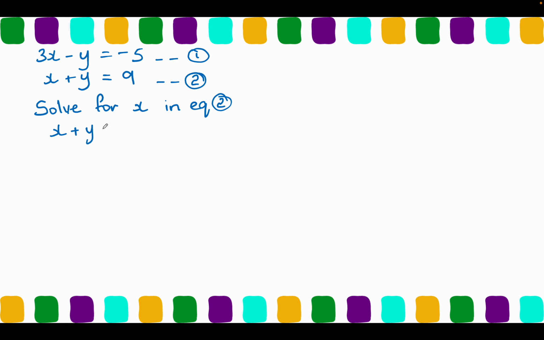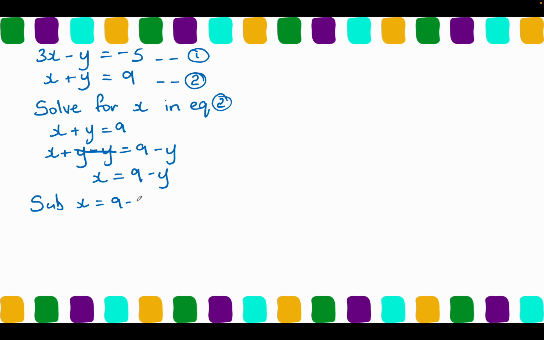So x plus y is equal to 9. To get x by itself, we'd have to do the inverse of what's happening to y. So we'd have to subtract y on both sides. Now that will be gone. So now x will be equal to 9 minus y. Now we can substitute x, which should be equal to 9 minus y, in equation 1. So I'm going to rewrite my equation 1. It will be 3x minus y is equal to negative 5. And wherever I see x, I'm now going to put 9 minus y.